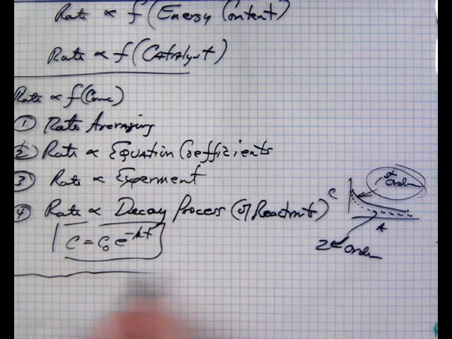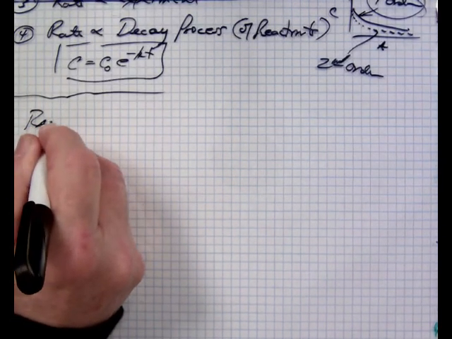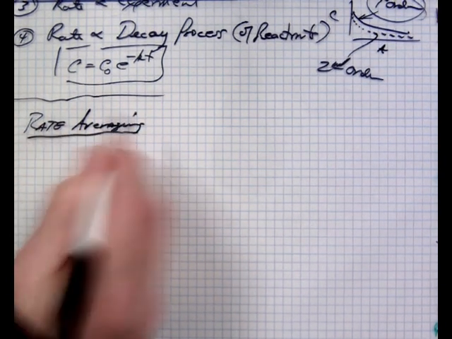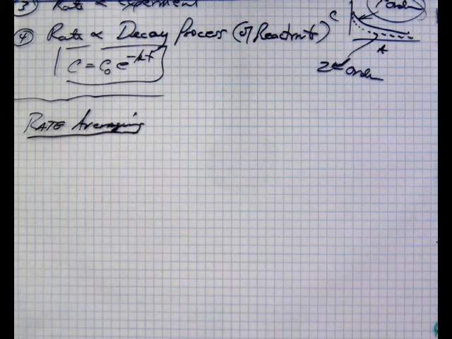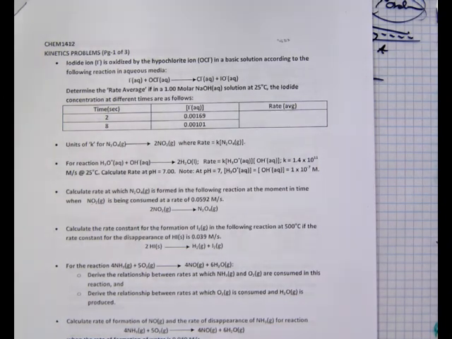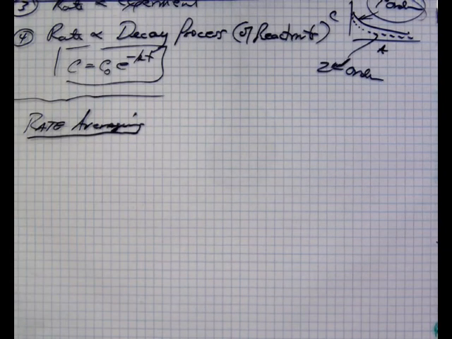Okay, let's take them one at a time. First area is rate averaging. This is derived exclusively from the definition of rate of reaction. We'll give you a rate average. If you will get out the handout I gave you, we'll show you how to work a rate average problem. Very straightforward, very easy to do. We'll look at this first one in its context.